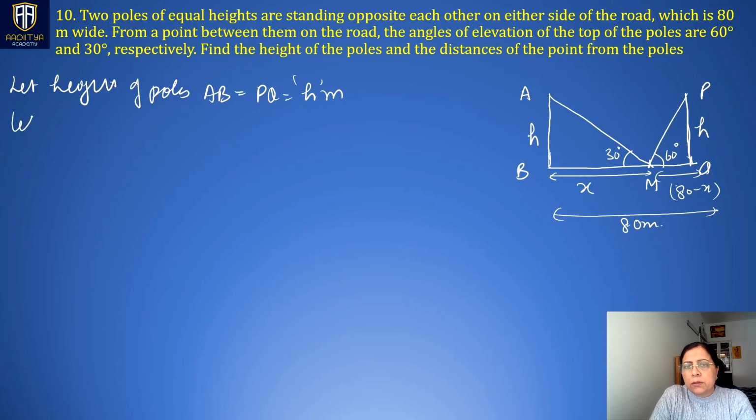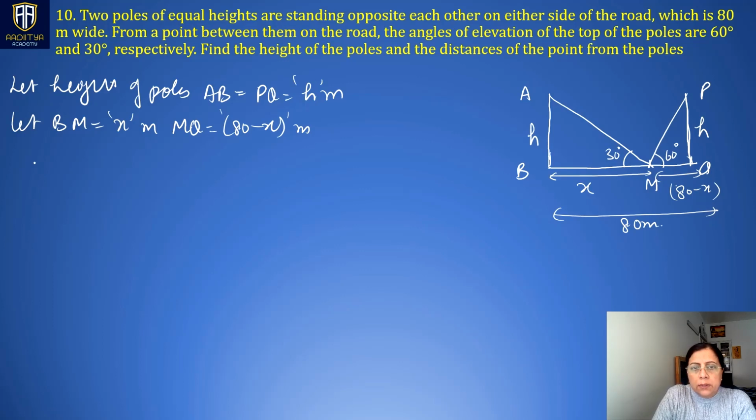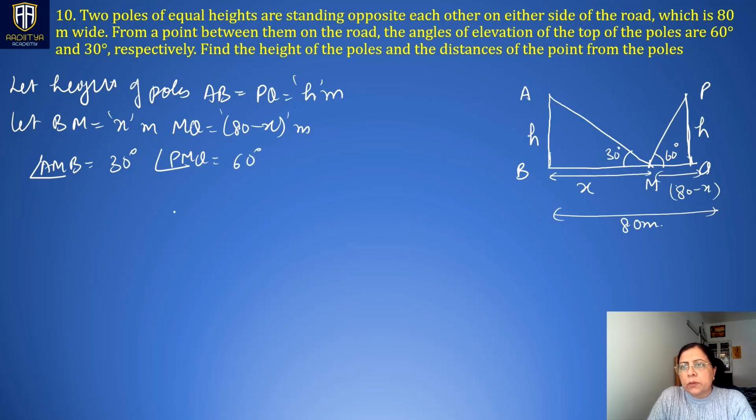Now let BM be equal to x meters. M be the point on the road BQ. So MQ becomes 80 minus x in meters. And let the angle of elevation, this angle AMB, be 30 degrees and angle PMQ be 60 degrees. So now find the height of the poles and the distances of the point from the poles. In this case, we have to find h as well as x.